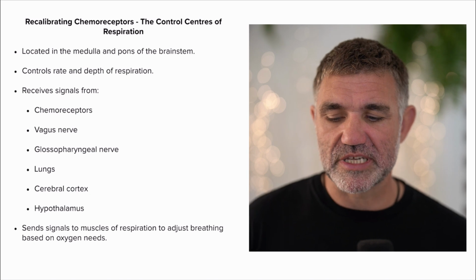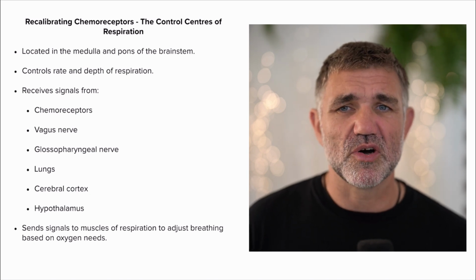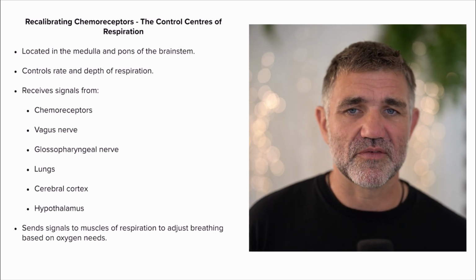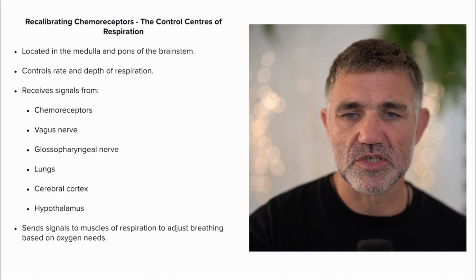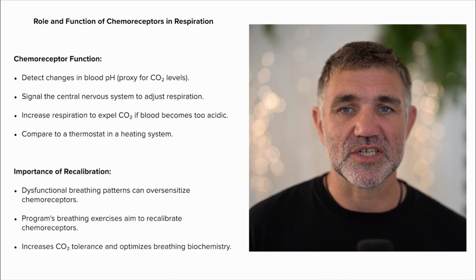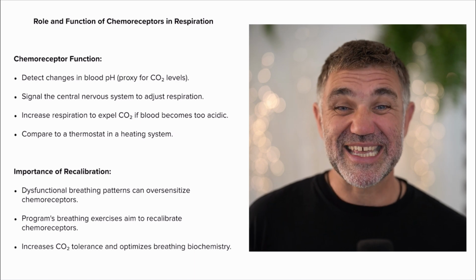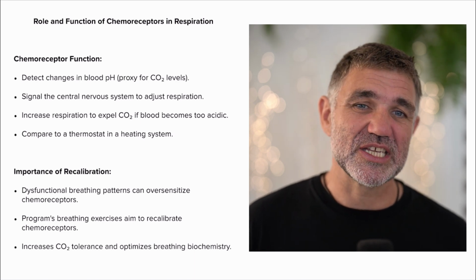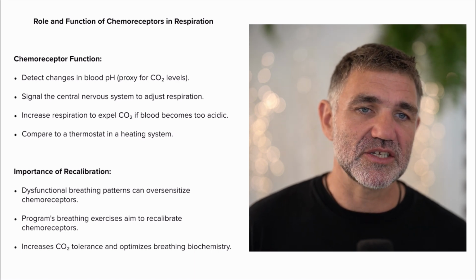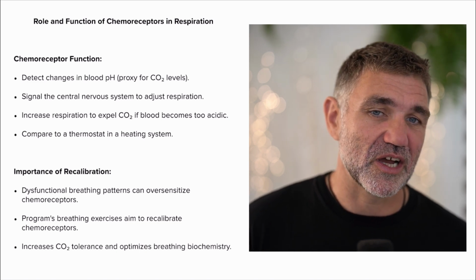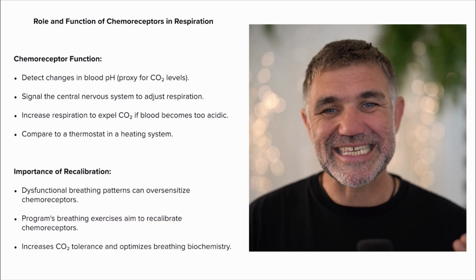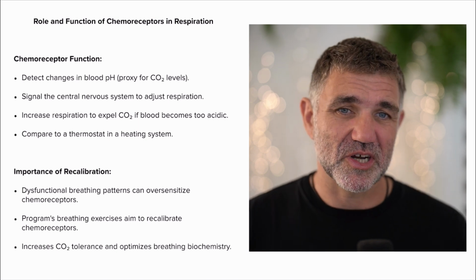Okay, so the chemoreceptors, located in the medulla and the pons of the brainstem, control rate and depth of respiration, and send signals to muscles of respiration to adjust breathing based on oxygen needs. Chemoreceptors do this by detecting changes in blood pH. So acidity, this is a proxy for carbon dioxide. So they measure the acidity of the blood. Remember, carbon dioxide is an acid.